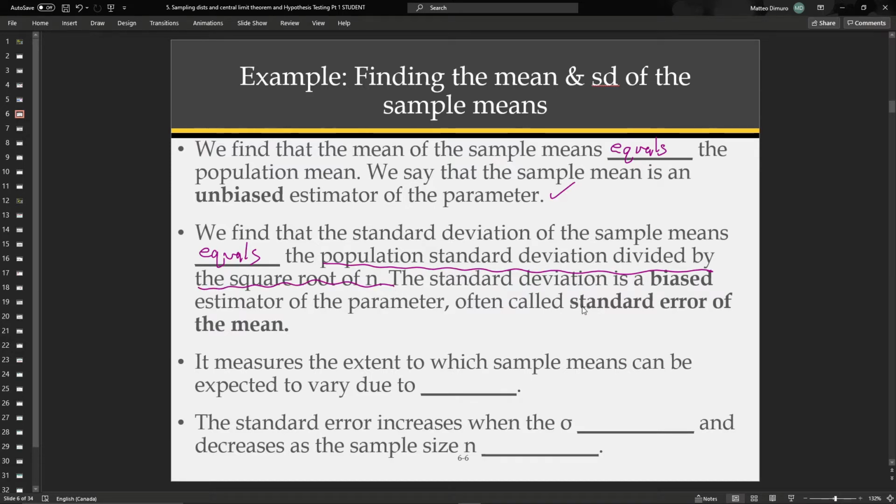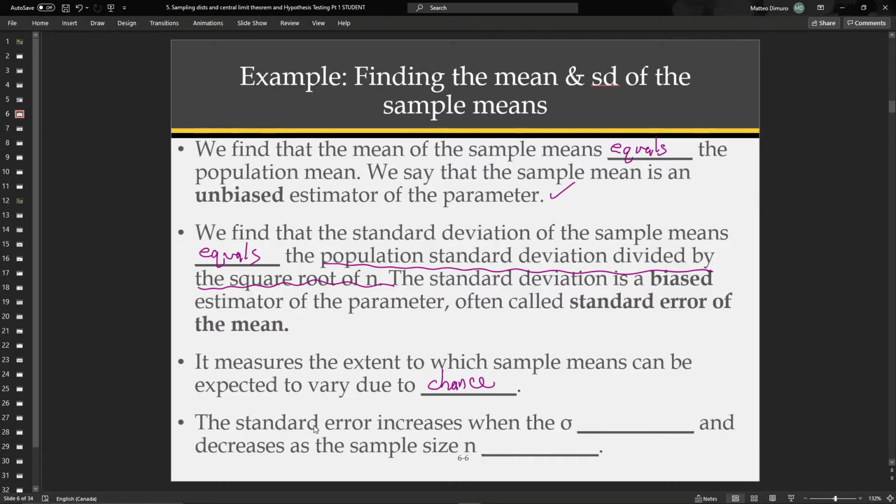So the standard deviation, therefore, must be a biased estimator of the parameter, and that's called the standard error of the mean. That's what the standard deviation does for us. It gives us a standard error on the mean, right? The height is 2 meters plus or minus some error, right? It measures the extent to which sample means can be expected to vary due to chance.